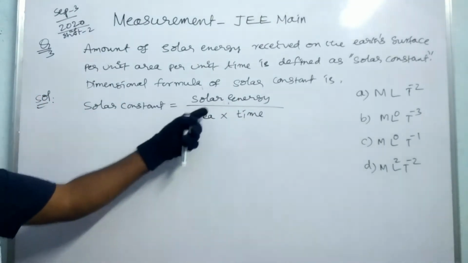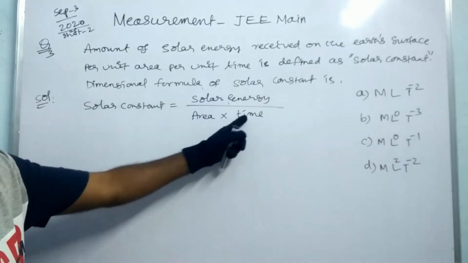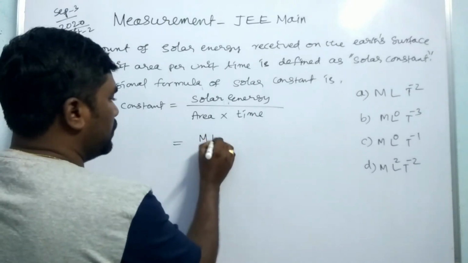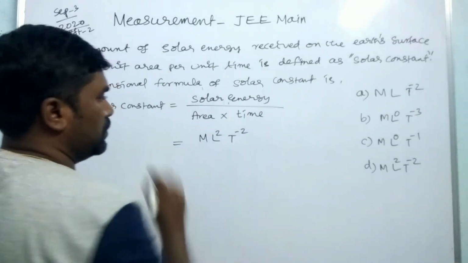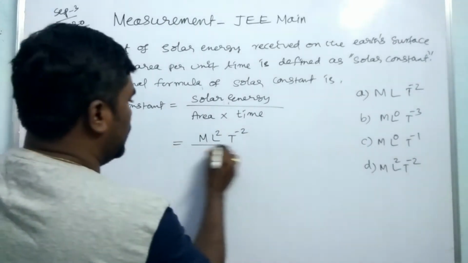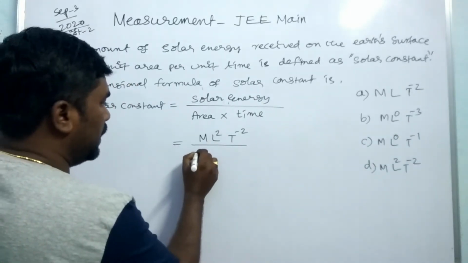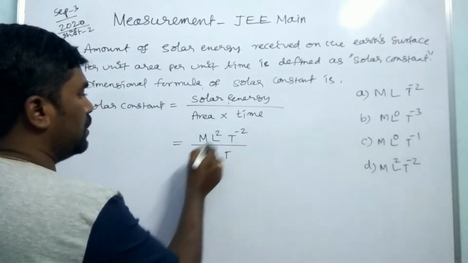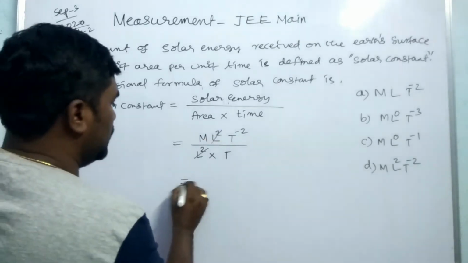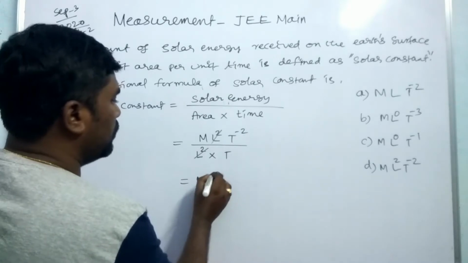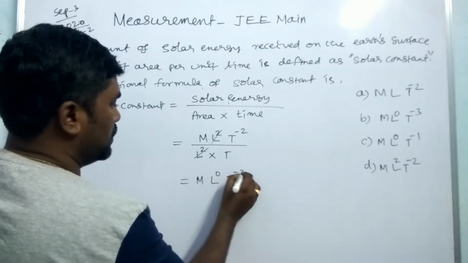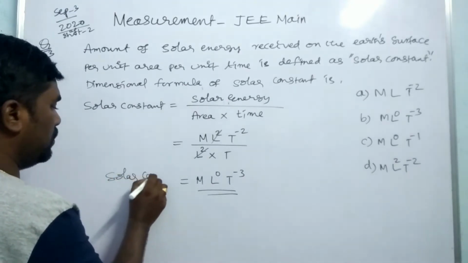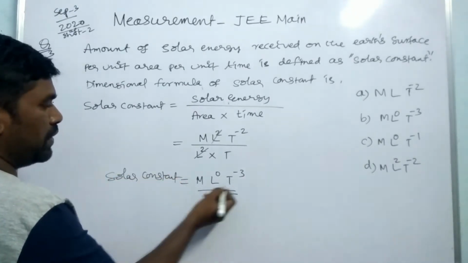Now we can write energy, area and time. So energy is equal to M L squared T minus 2, mgh. And then area L into L, L squared, and time T. So L squared, L squared gets cancelled. It is M L0 T minus 3. This is the solar constant. Very simple. Solar constant M L0 T minus 3.